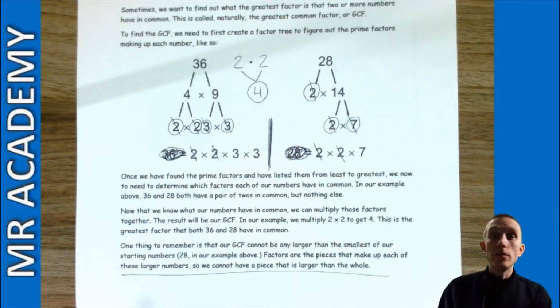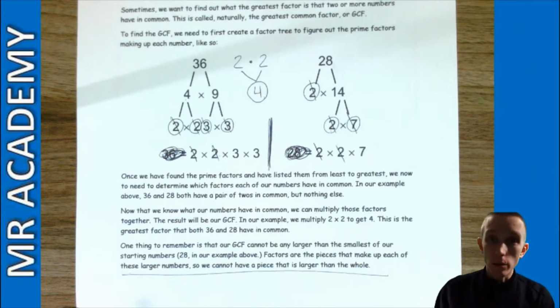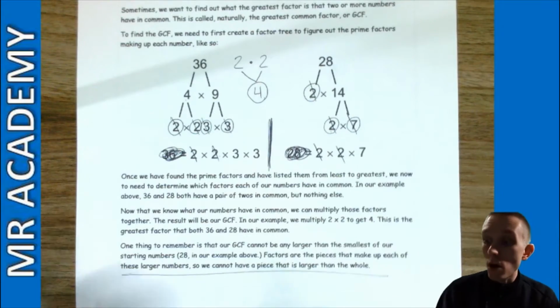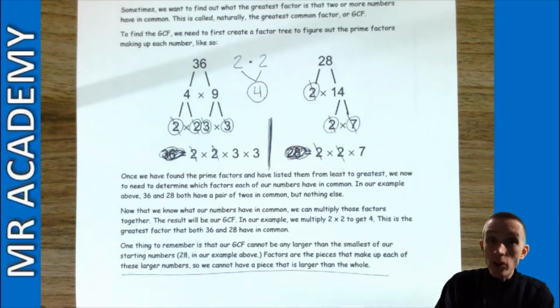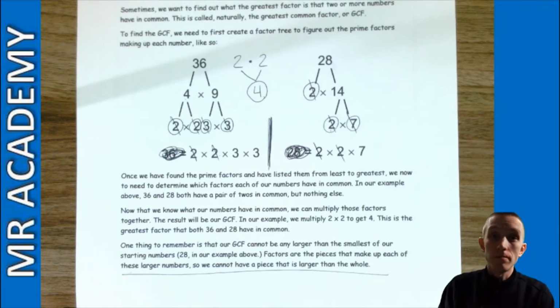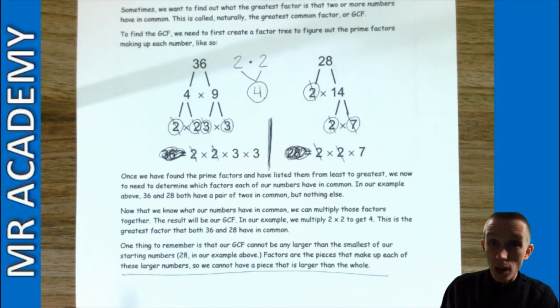Even if you have a set of 4 numbers or 5 numbers or 30 numbers, whatever your greatest common factor is cannot be bigger than your smallest starting number. Otherwise, it's not going to go into every single number. And by rule, that means it's actually not the greatest common factor.